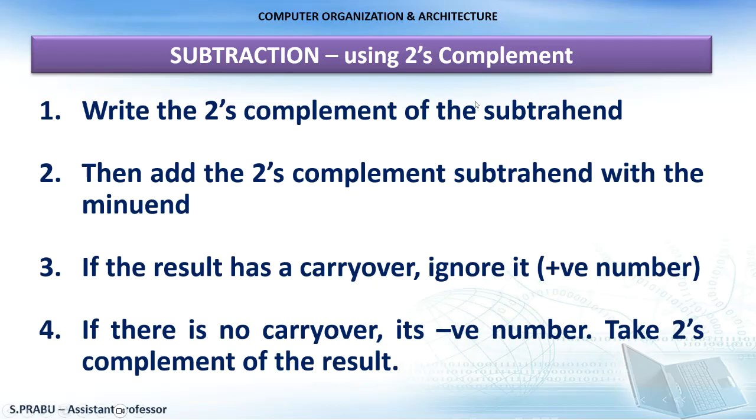Let's move to the two's complement subtraction process. The first rule is you have to find the two's complement of the subtrahend, that is the second number. The result is added with the first number. If the result has a carry, you ignore it, and that is a positive number. If there is no carry, you find the two's complement of the result, and the result is a negative number.